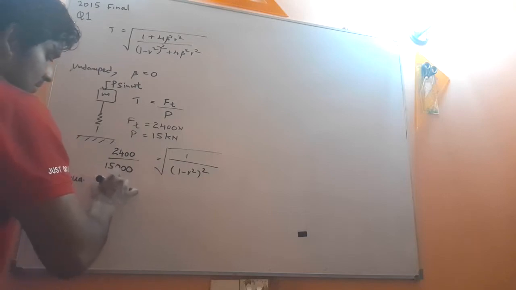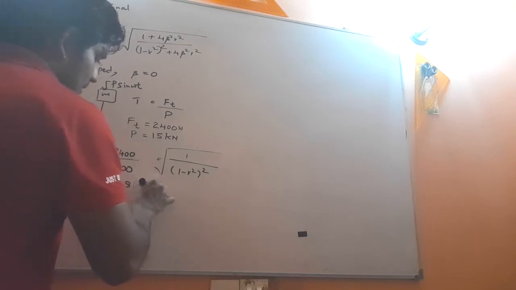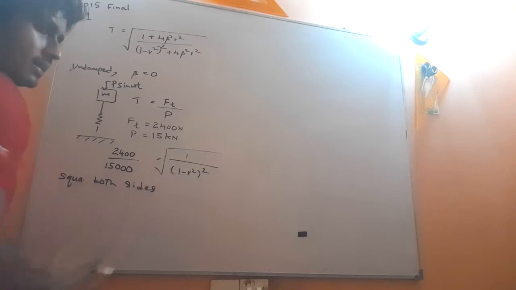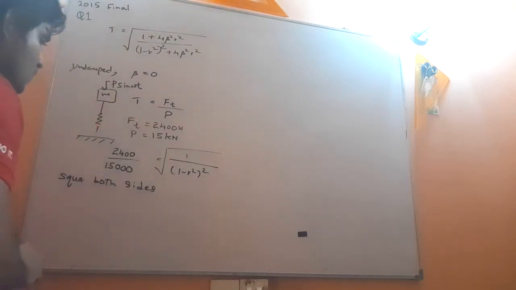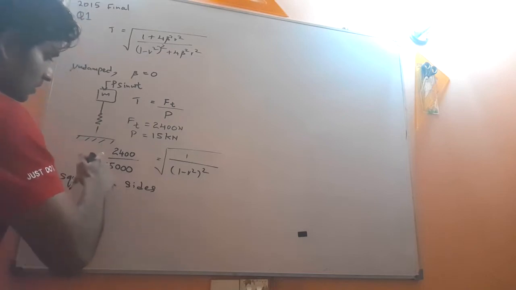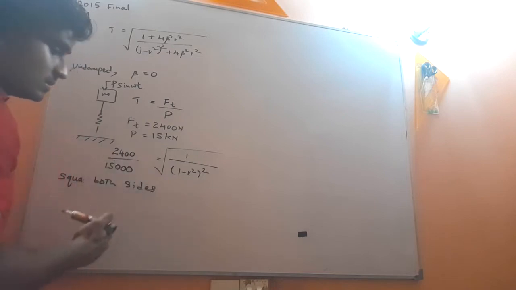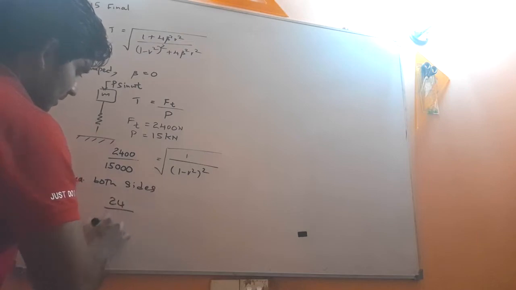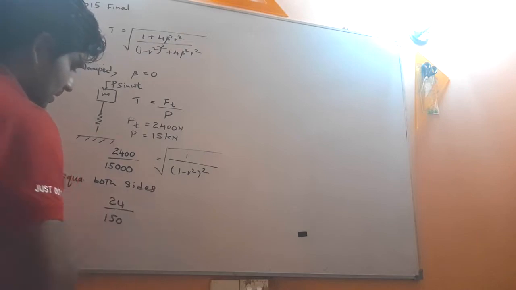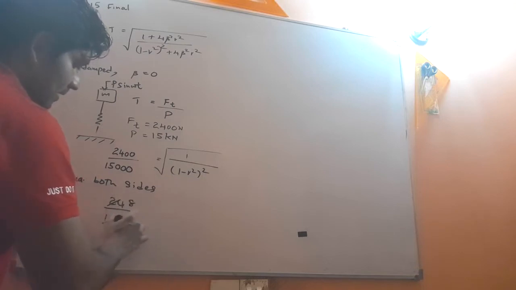Before squaring both the sides, it is better to simplify this side. So 2400 divided by 15,000 means 24 divided by 150. Then 3 times 8, 3 times 50.